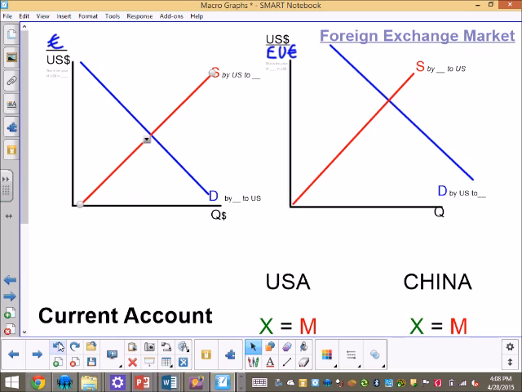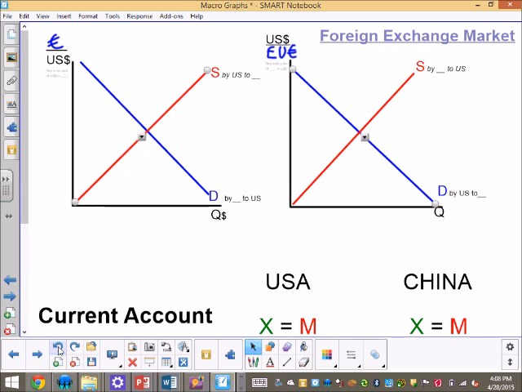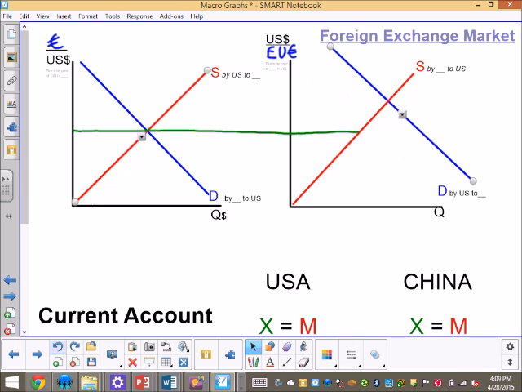Now, let me just go back for a moment and make this a little bit easier. Let's say here is our base rate, where we're starting. Now I'm going to increase interest rates in Europe. We said demand would shift to here. And what would happen here?